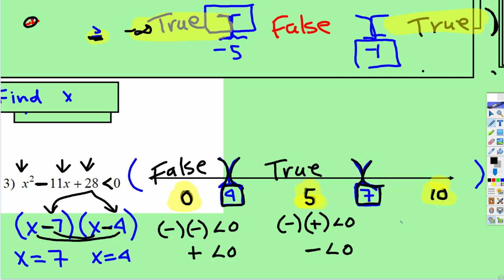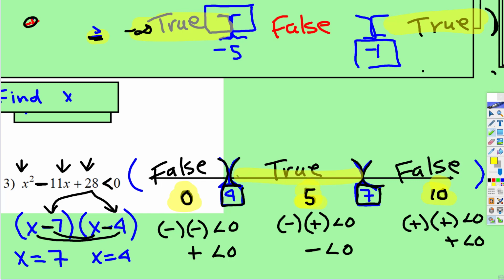That's true. And then when we put 10 in there, 10 subtract 7 is positive. 10 subtract 4 is positive. Is a positive number less than 0? That would be false. So the only interval that works, and look at, we have it nicely laid out, it is (4, 7). And this right here is the solution set.